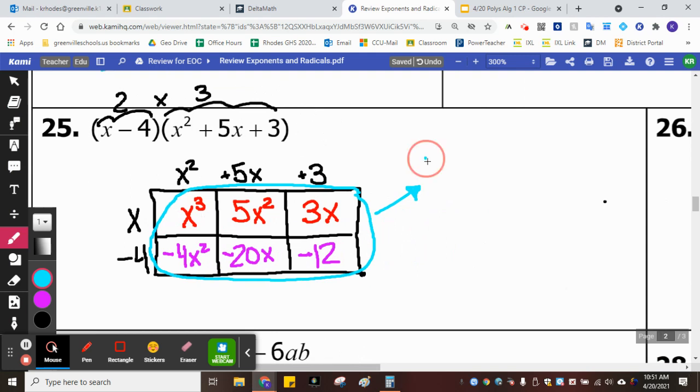Highest exponent, x cubed. Oh, you did 5x squared, but then there's another x squared. Okay, 3x. Negative 20x. Negative 12.